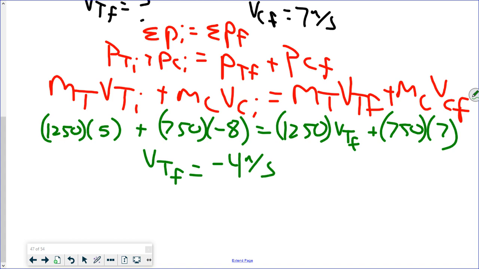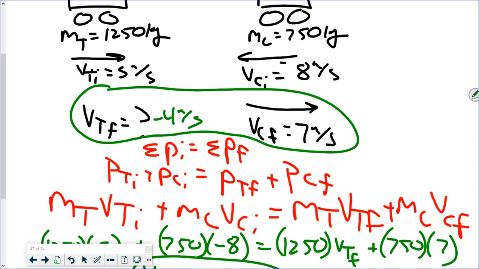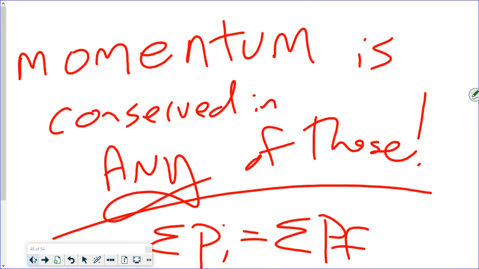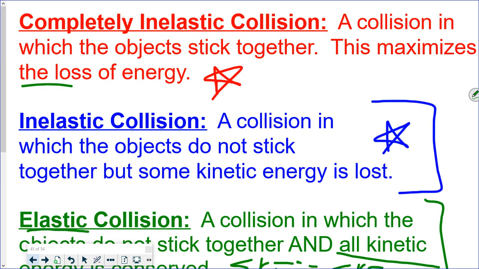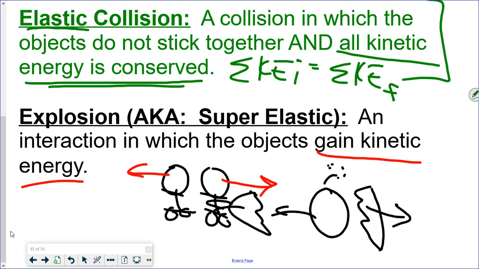All right, so that's that. Now the question wants to know what type of collision it is. First of all, they didn't stick together. And the reason I know they didn't stick together is because they don't have the same final velocity. So that means that it is not completely inelastic. Now I just have to decide what happened to my kinetic energy. Did we lose kinetic energy? Did we conserve kinetic energy? Or did we gain kinetic energy? That's basically the deal.